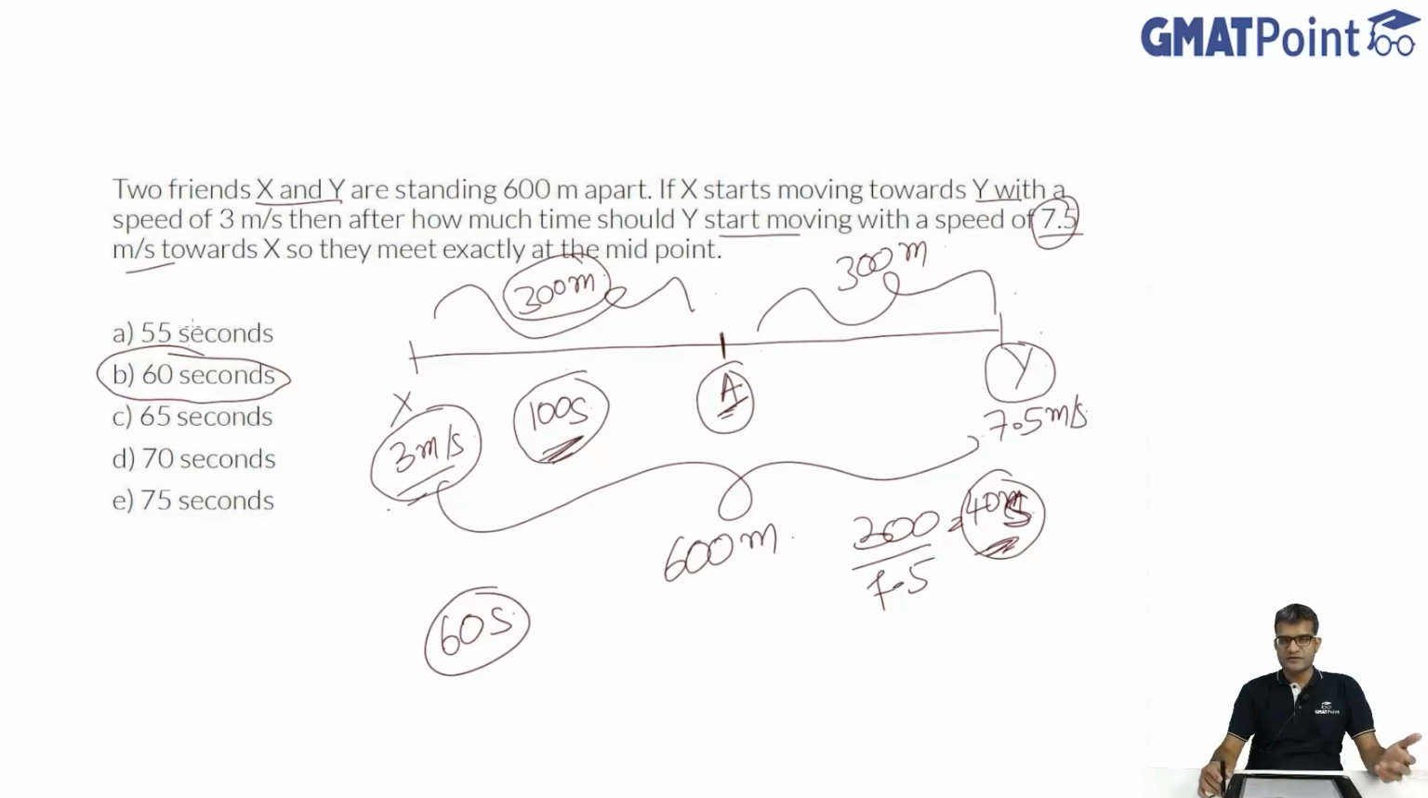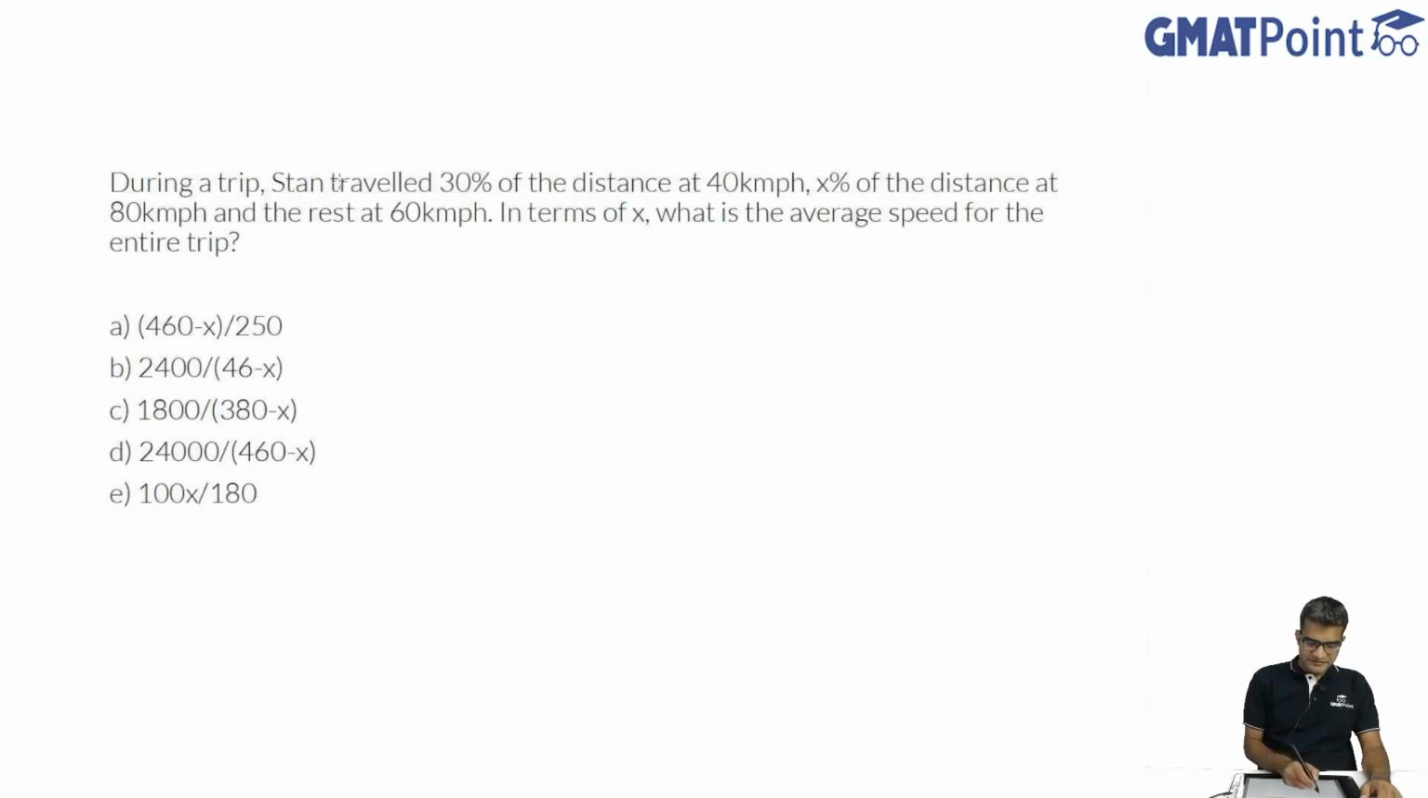Let us look at one more question so that we understand this better. In this question, we are told that during a trip, Stan traveled 30% of the distance at 40 km per hour, X% of the distance at 80 km per hour, and the rest at 60 km per hour. In terms of X, we are required to calculate the average speed for the entire trip. Let us assume that the total distance that Stan traveled is 100 kilometers.